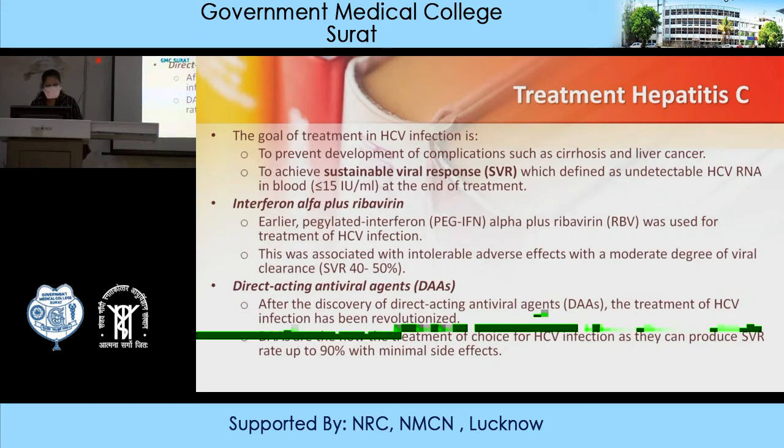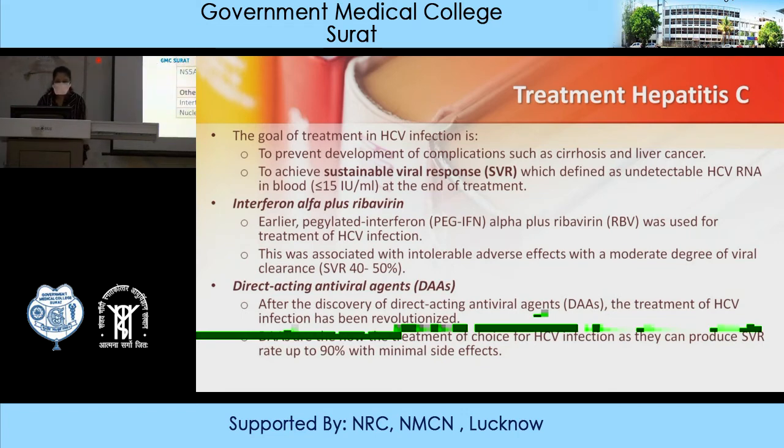Then comes direct acting antiviral agents. After the discovery of direct acting antiviral agents, the treatment of HCV infection has been revolutionized. Direct acting antiviral agents are now the treatment of choice for HCV infection, as they can produce SVR rates up to 90% with minimal side effects.